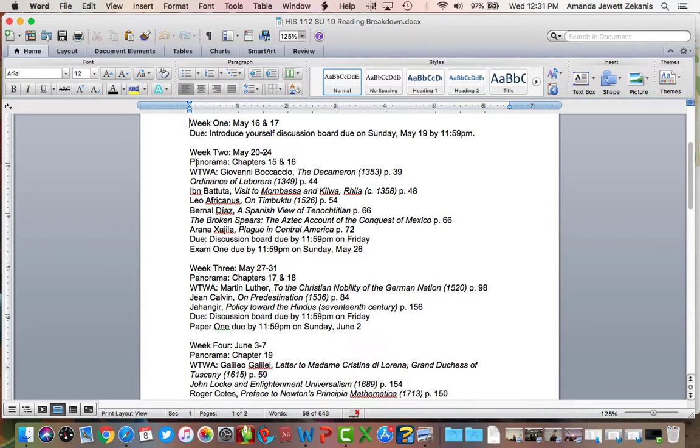Then as we get to week 2, Panorama, that's our textbook. You read chapters 15 and 16 of that. Worlds Together, Worlds Apart, abbreviated WTWA, is your document reader. You will read some documents in there. Lots of cool, interesting stuff. And you have a discussion board on those topics that is due by 11:59 p.m. on Friday.